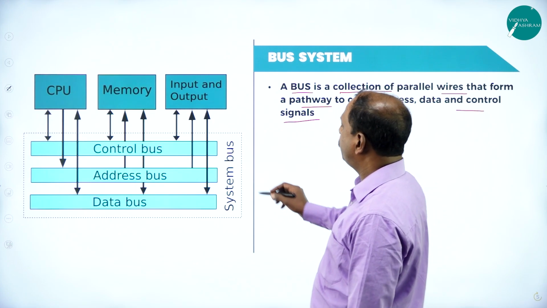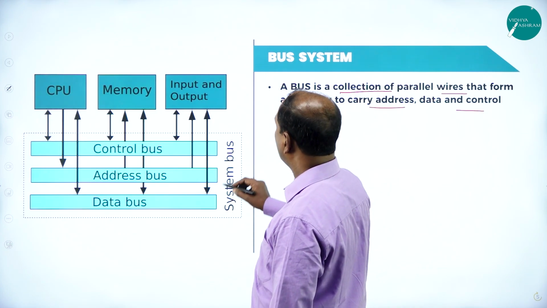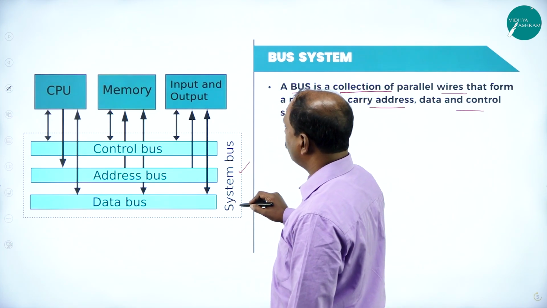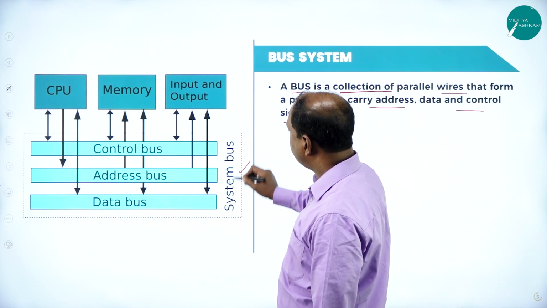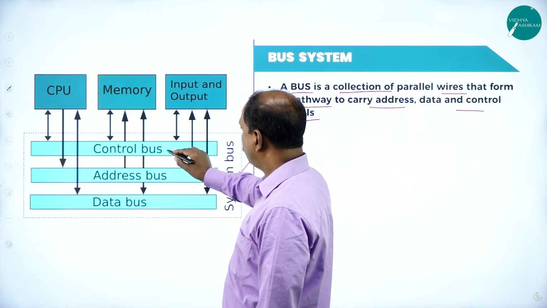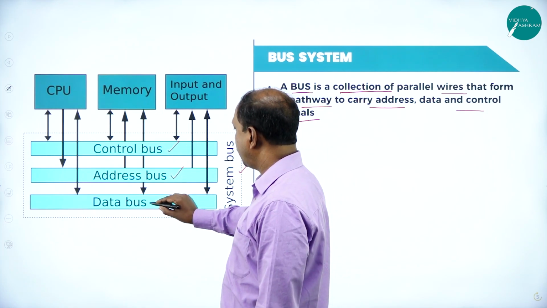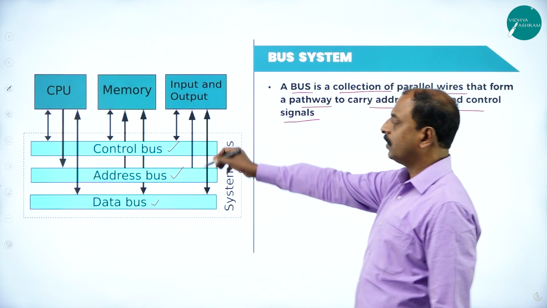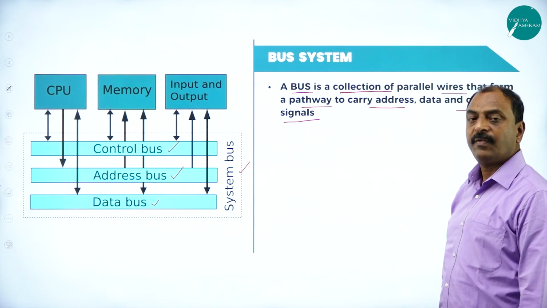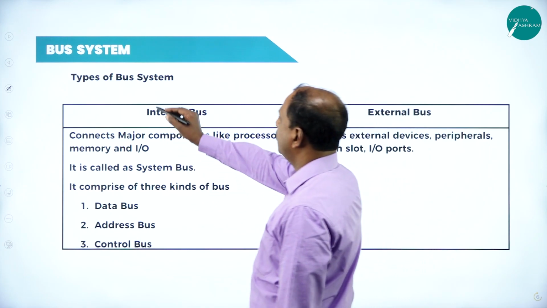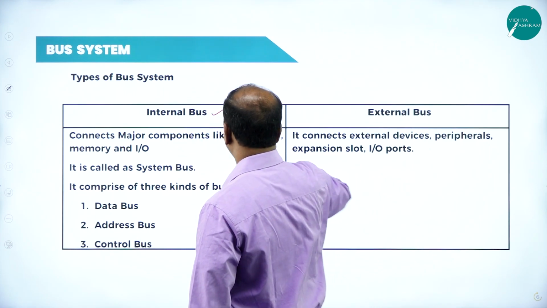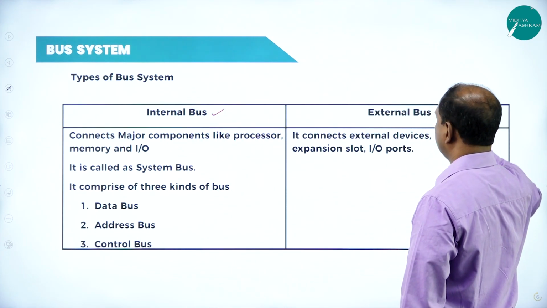There are different types of bus system. One is called the system bus and one is called the external bus system. Under the system bus we have the control bus, address bus, and data bus. These are the different types of bus system available. In the next slide, we will see the internal bus and external bus.